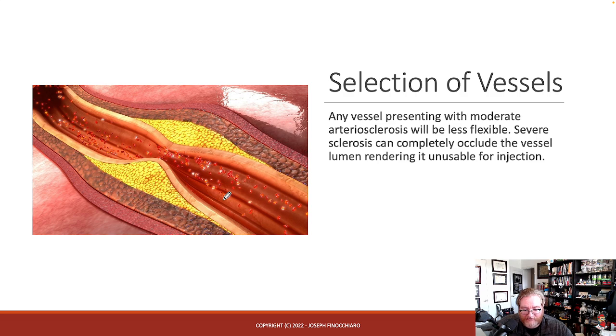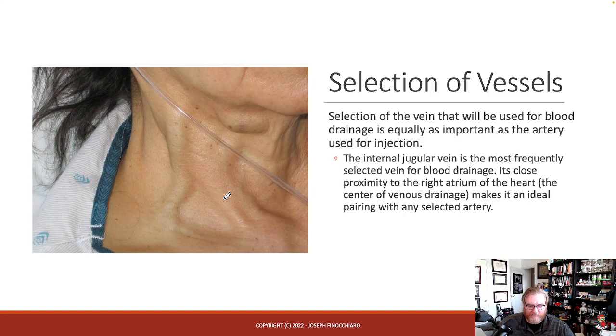Any vessel presenting with moderate arterial sclerosis will be less flexible. Severe sclerosis can completely occlude the vessel lumen, rendering it unsuitable for injection. Moral of the story, when you start having plaque buildup in your arteries, things get brittle and things get bad for you as an embalmer because the pipes are clogging, which means you have to take more time, you have to be more gentle, and you have to rely on supplemental injection sites and secondary supplemental techniques to get good results.